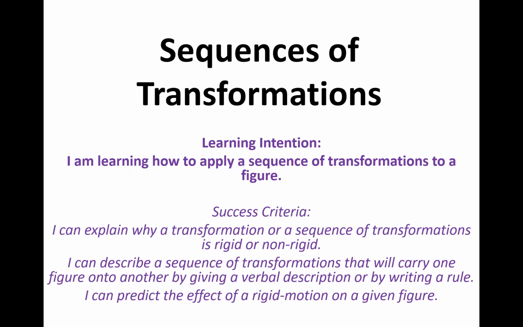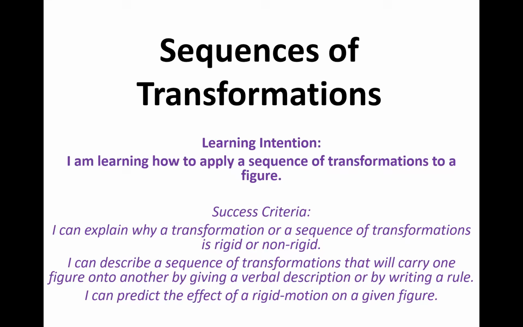Our learning intention: I'm learning how to apply a sequence of transformations to a figure. Our success criteria, this first one we've actually seen before. I can explain why a transformation or sequence of transformations is rigid or non-rigid. So a quick review of that. Remember, rigid means we only change the position or location of a figure. We don't change size or shape. Non-rigid is the one where you can change anything.